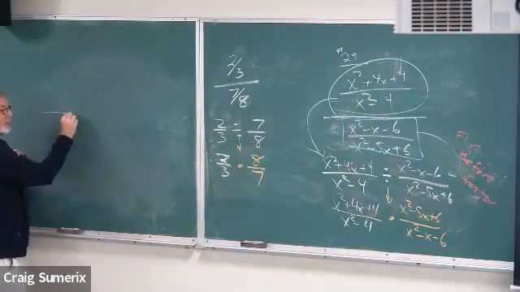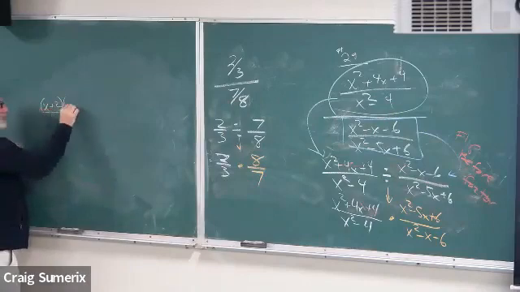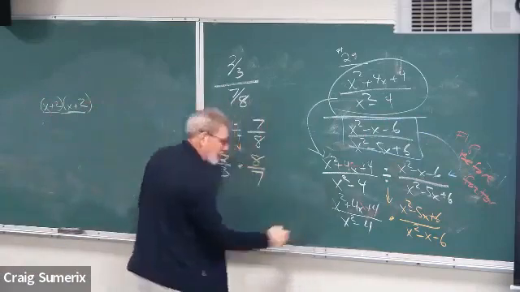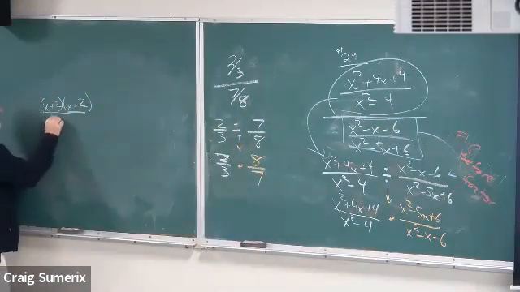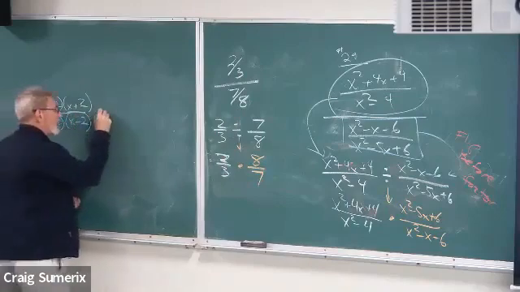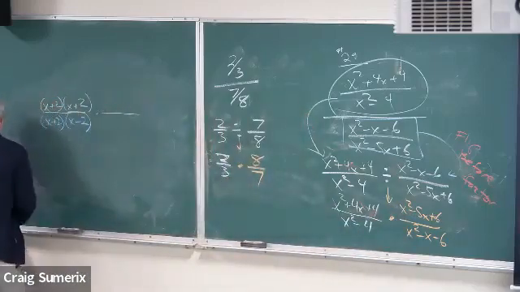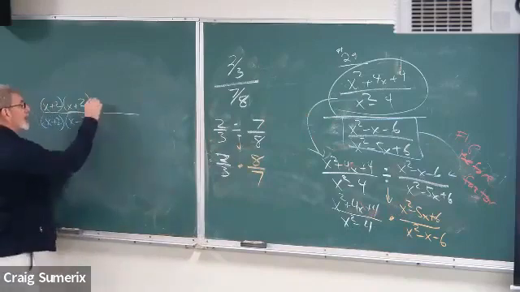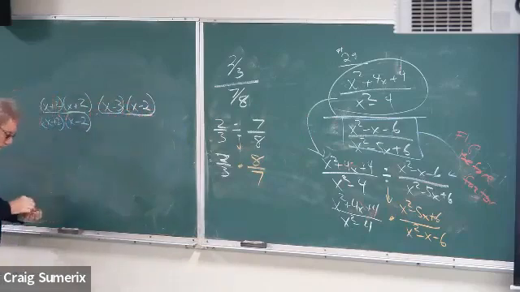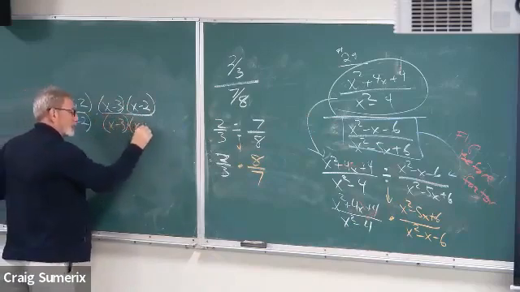Let's see, the top left will become x plus 2 times x plus 2. Bottom becomes x plus 2 times x minus 2. On the other side, this becomes, I don't have another color, x minus 3 times x minus 2. And the bottom becomes x minus 3 times x plus 2.